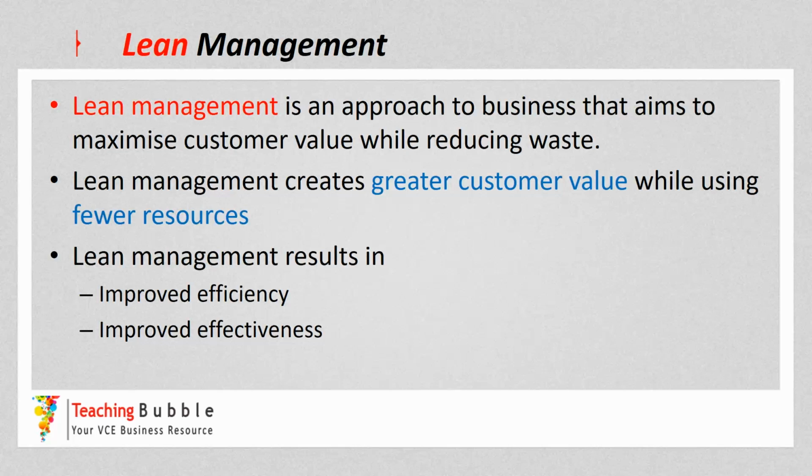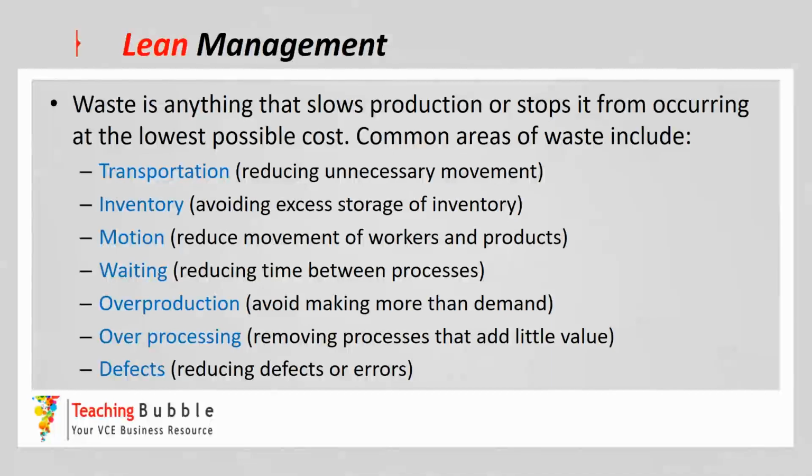And as a result of that, it can improve the efficiency of the business and also improve the effectiveness, because they'll be producing products, whether they be goods or services, that will meet consumer demands or the needs of consumers. Now, to go into more depth on lean management, we need to know what wastage is, because it's all about increasing customer value, but also reducing wastage. Wastage can be seen as anything that slows production or stops it from occurring at the lowest possible cost.